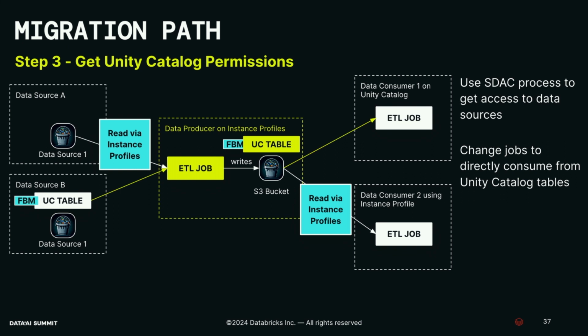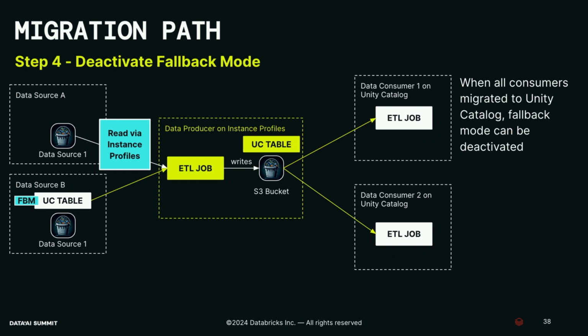And finally, you can deactivate the fallback mode in case all the consumers that you have already use Unity Catalog. Yeah, so you can check this from the S3 audit logs or whatever. So whenever you see that all your consumers are using Unity Catalog, you are done. You can deactivate the fallback mode, and new users always need to use Unity Catalog, which is great.